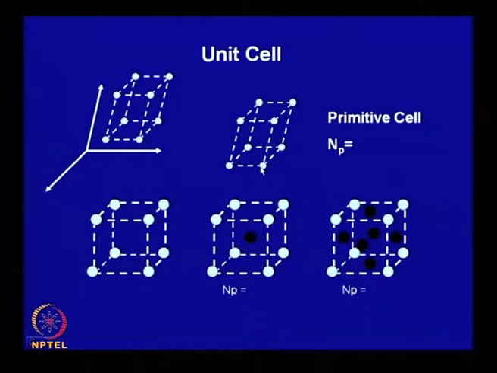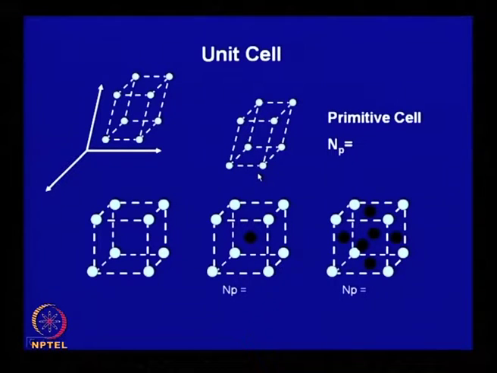Here we have points only at the corner of the cell. And let us try to calculate how many lattice points are in a cell like this. This cell where you have points only at the corner is called primitive cell, and let us try and calculate what is the number of points in this primitive cell.